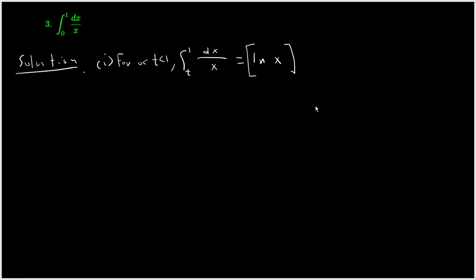That's the antiderivative of the integrand, and then you evaluate the antiderivative from t to 1. You plug in 1, and you have natural log of 1, which is equal to 0. So the value of the antiderivative at the upper limit is equal to 0. And then minus the value of natural log of x at the lower limit, which is natural log of t. So minus natural log of t, right?